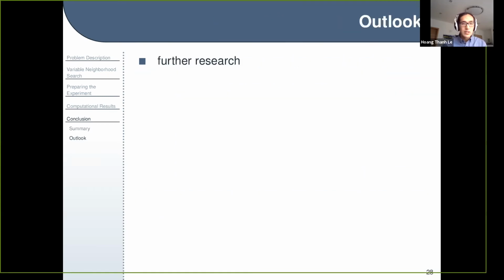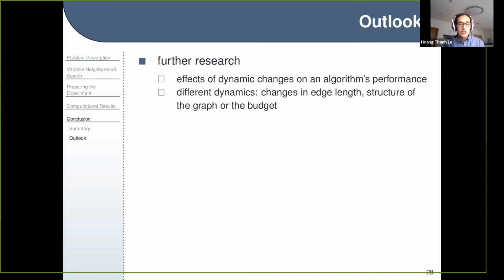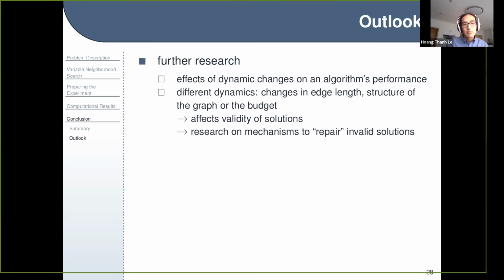And of course, there are some open research questions that we're going to look into in the future. One is we would like to investigate how the dynamic changes affect the algorithm's performance in more detail, and we would like to perform research on how this effect can be quantified. Another question is, we only considered the case where nodes change their value over time. But it's also possible that an edge might change its length over time, the graph might change its structure, or the budget might change over time. However, in this case, it might happen that a valid solution becomes invalid over time. So this would also require research on mechanisms to repair invalid solutions.